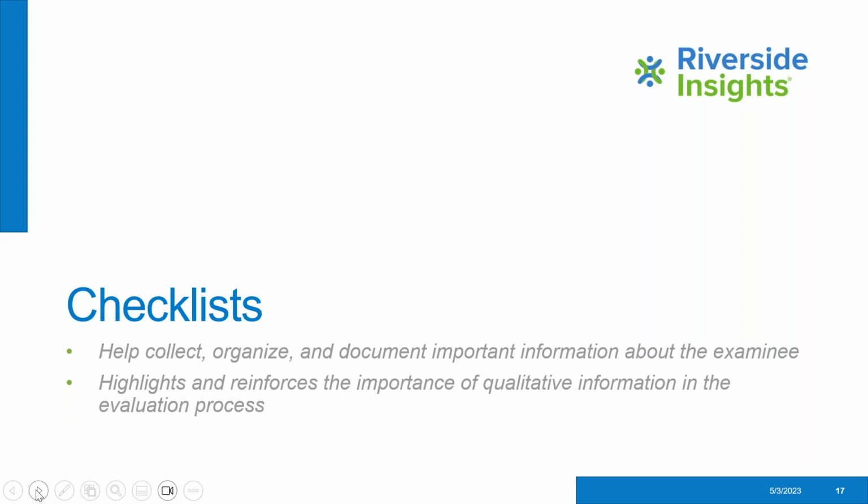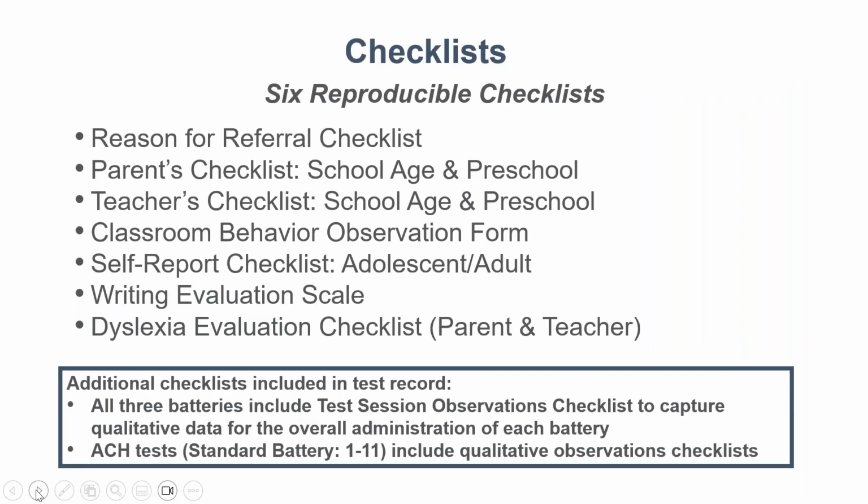So those checklists, again, help us collect, organize, and document important information about the examinee. My previous webinar went over those checklists, so I'm not going to go over each of these individually, but I do want to remind you, these are 6 checklists that you can download and make copies of. If you have the WIIP program, there's a reason for referral checklist, there's parent and teacher checklists, there's a classroom behavior observation form. We went through all these last time.